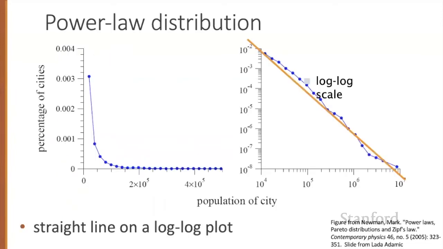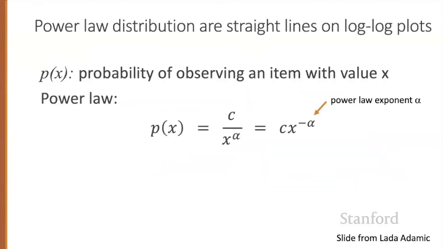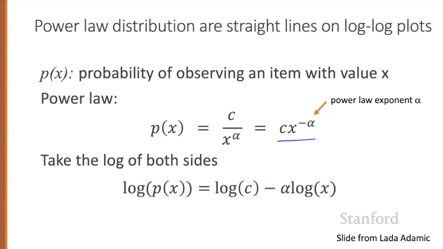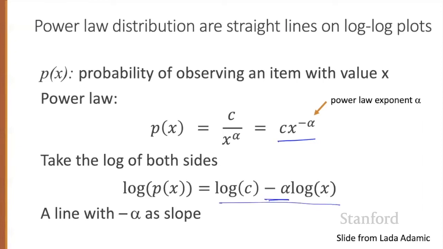Here's another interesting property of power law distributions. This right panel shows the histogram of city sizes again, but this time replotted with logarithmic horizontal and vertical axes. Now note that the histogram, when plotted in this fashion, follows a straight line quite closely. Distributions that follow a power law have the form some constant over x to the alpha, c x to the minus alpha, where alpha is the exponent of the power law. And if we take the log of both sides, we can see we end up with the equation of a line with negative alpha as the slope.